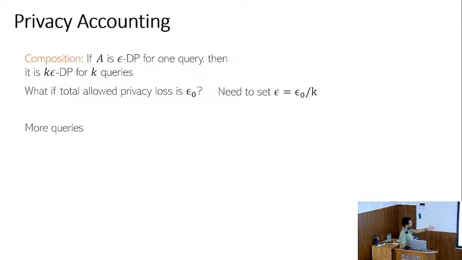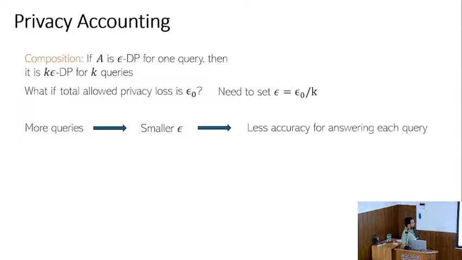So if we have more queries, obviously we need smaller epsilon for each algorithm. And what will that mean? Smaller epsilon will mean higher privacy, and as we know there is a privacy-utility trade-off, right? If privacy increases, utility will go down. So smaller epsilon will make privacy high, so utility goes down. So we'll have less accuracy for answering each query. So the trade-off is visible here.